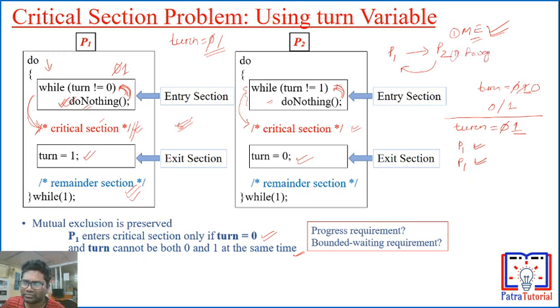So in this solution we are not getting progress. So this is the wrong solution. I will discuss in the next video how the turn variable is used for the solution. For this video, just understand what the turn variable is and how it is useful for the critical section. Then I will discuss the rest in the next video.